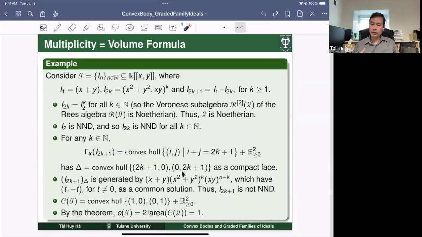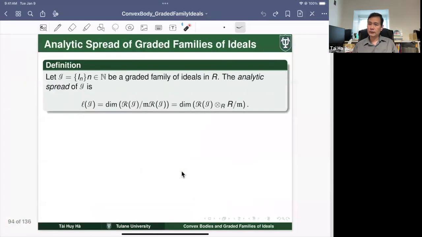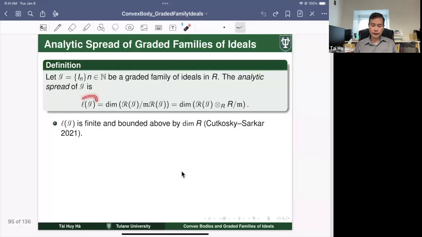Okay, so this gives us a new understanding of the multiplicity equal to volume formula. But as I mentioned, I'm also interested in other algebraic invariants, not necessarily just the multiplicity. Particularly, one of such invariants is the analytic spread. One can define the analytic spread of a family to be just the dimension of the fiber ring, right? So you look at the Rees algebra R mod m times the Rees algebra. This invariant is finite and is bounded above by the dimension of the ring. That was proved by Cutkosky and Sarkar in 21.